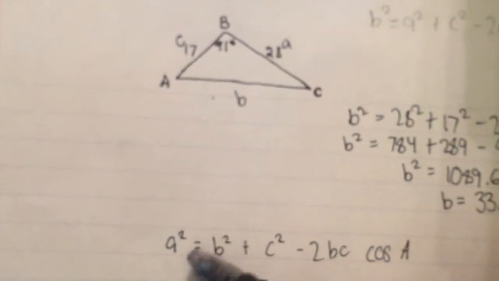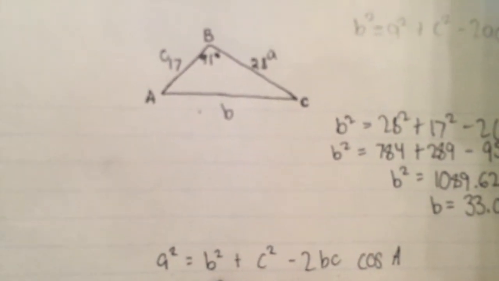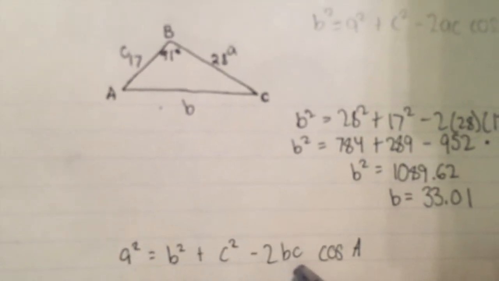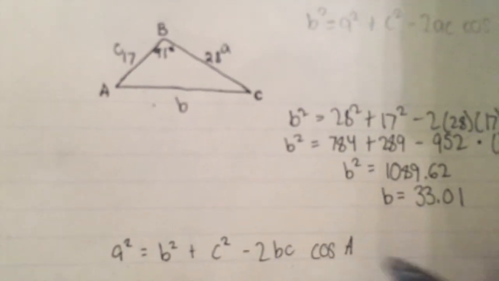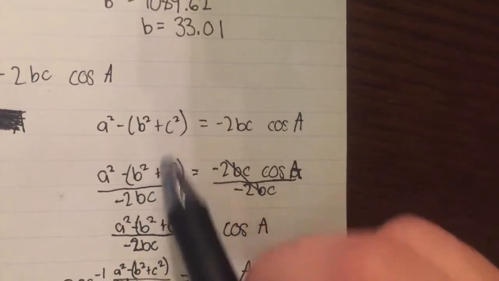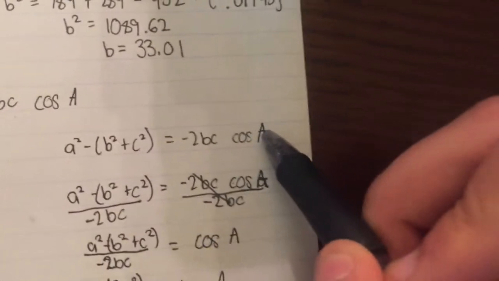Now to find the angle A, you're going to have to say that a squared is equal to b squared plus c squared minus 2 multiplied by b times c multiplied by the cosine of A. Now, the first step you're going to want to do is take that a squared and subtract the quantity of b squared plus c squared, and that'll leave you equal with the negative 2 times b times c times cosine of A.